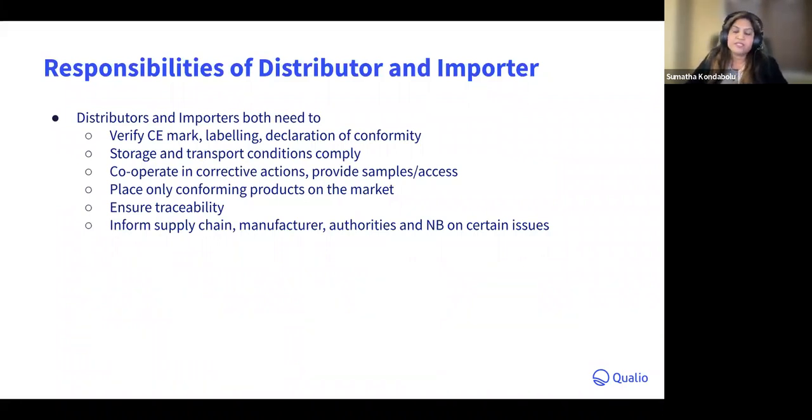The responsibilities specifically for the distributors and importers: both need to verify the CE mark, labeling, and declaration of conformity, and that storage and transport conditions comply. They must cooperate in corrective actions, provide samples and access, place only conforming products on the market, ensure traceability, and inform the supply chain, manufacturer, authorities, and notified body on certain issues. Today I'm talking about the IVDR, but if the manufacturer is also distributing elsewhere, like in Canada, then you may also have to focus on the risk associated with that, the foreign risk. Based on that, you may have to make sure the importer and distributor are complying with those other applicable regulatory requirements.